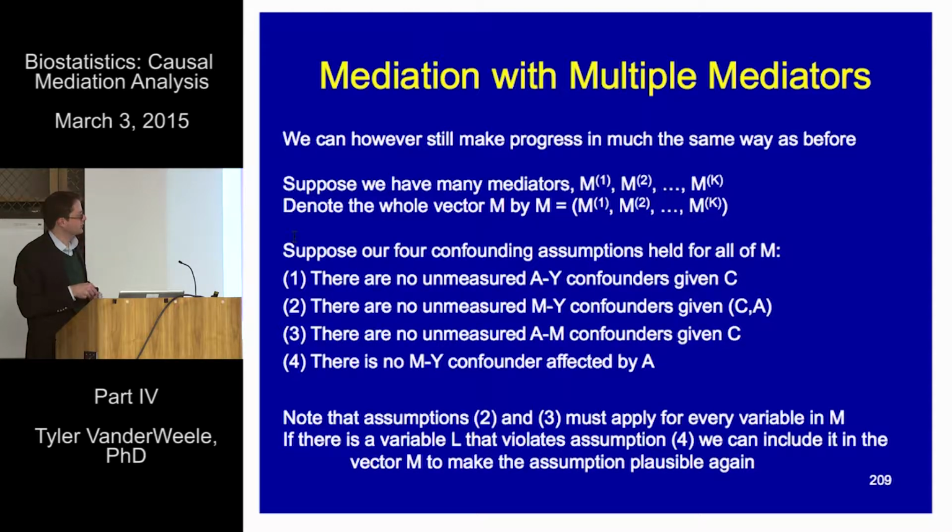No unmeasured exposure-mediator confounders, given our measured covariates C. That likewise is going to be a somewhat stronger assumption because we have to assume that it holds for the whole vector of mediators. And finally, that there's no mediator-outcome confounder affected by the exposure.